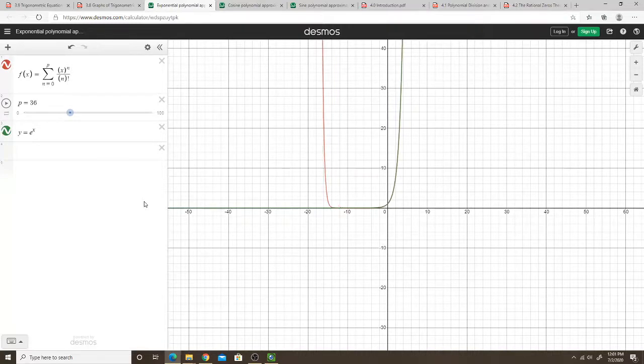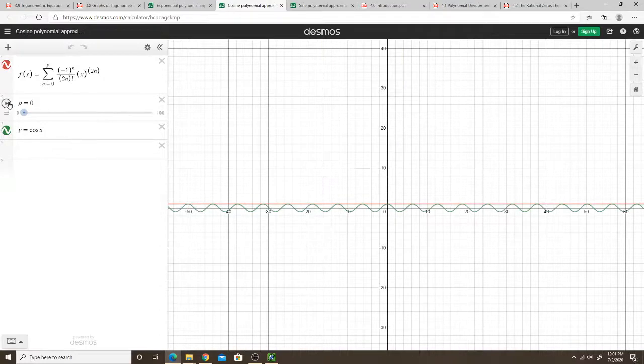So there's some, not proof, I guess, but something that hopefully convinces you that if you let p go to infinity, then this thing and this thing are really the same thing. We can say the same thing about the cosine and sine functions, right?